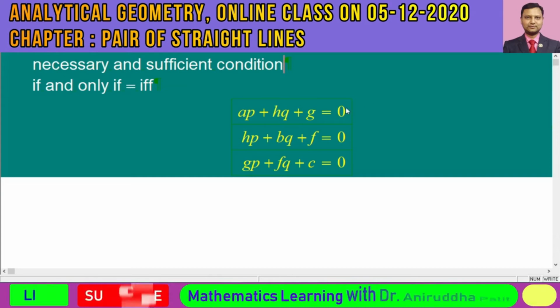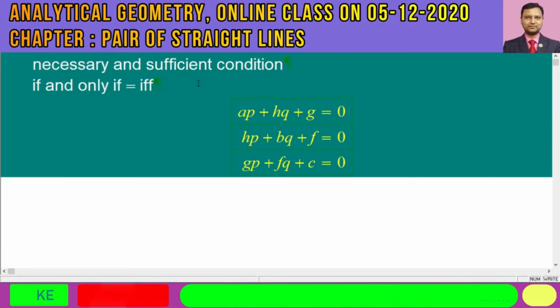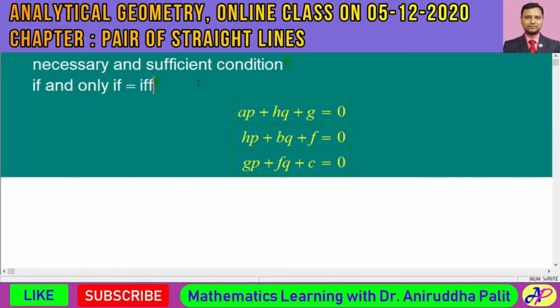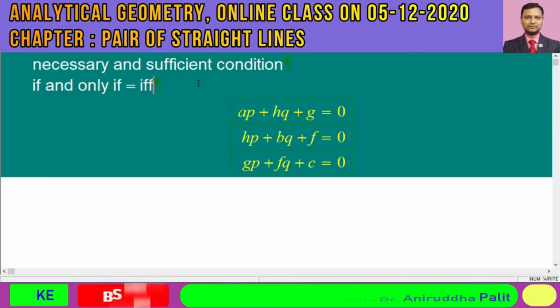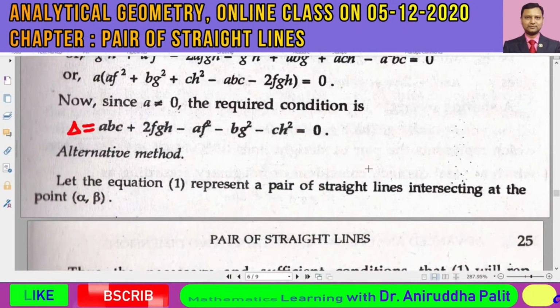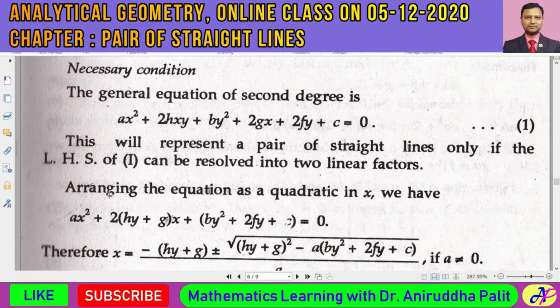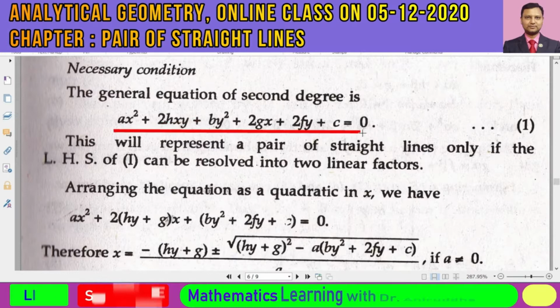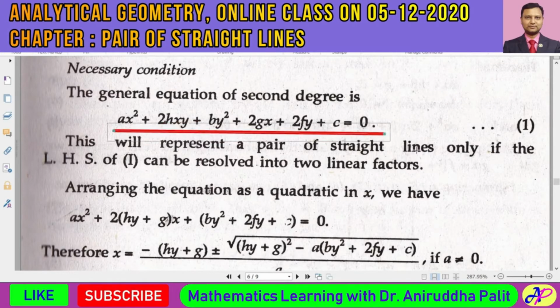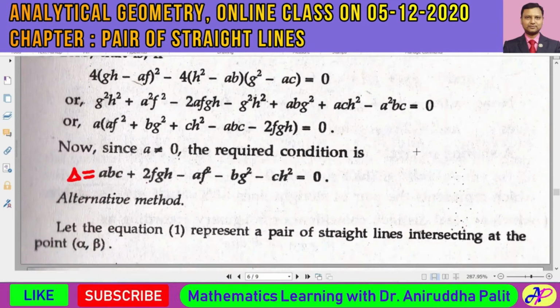Okay, so in future whenever you get a result like if and only if, or necessary and sufficient condition, it means that you will have to prove both sides, from the first to the second condition and from the second to the first condition. Okay, so over here I am firstly going to show, assuming that this second degree equation represents a pair of straight lines, this is our assumption, and we are going to show that delta should be equal to 0.